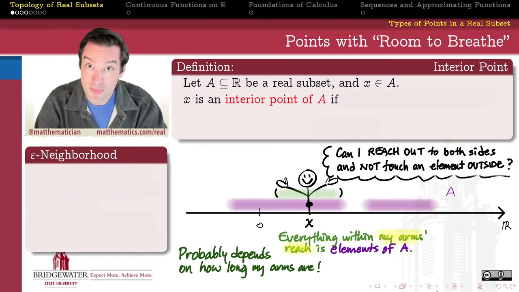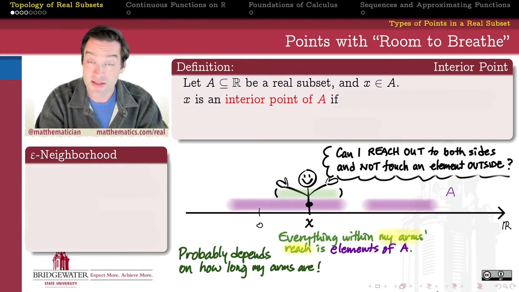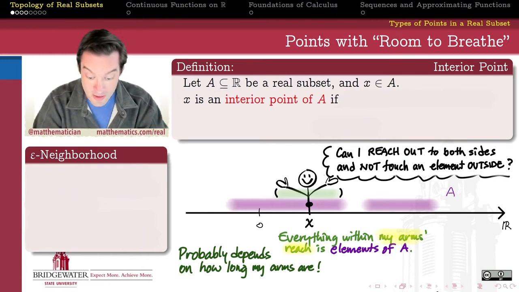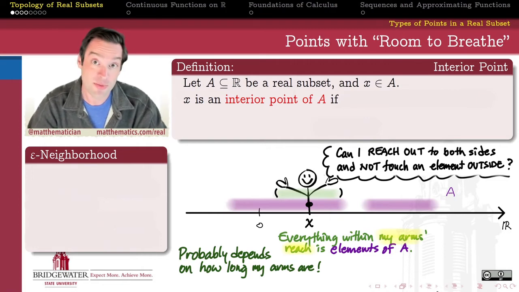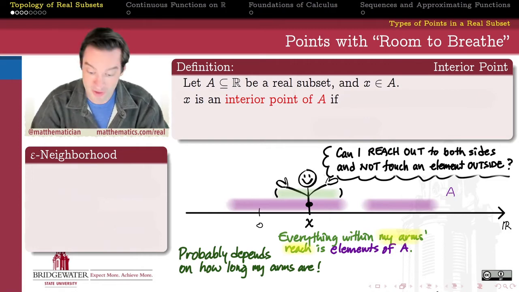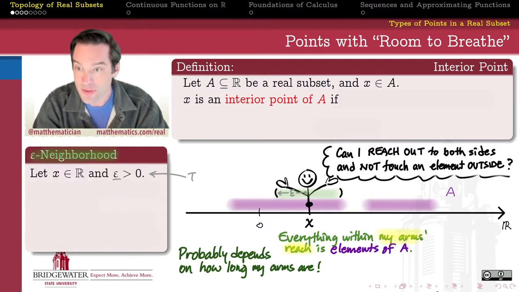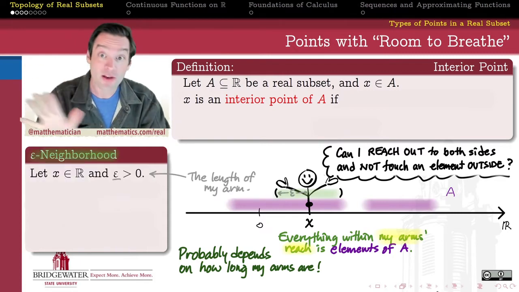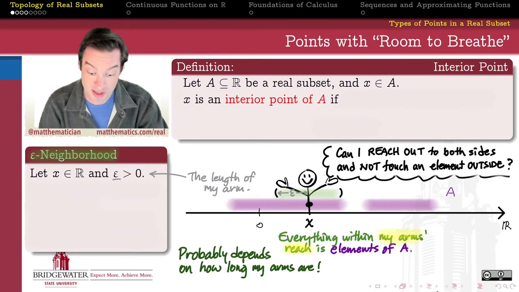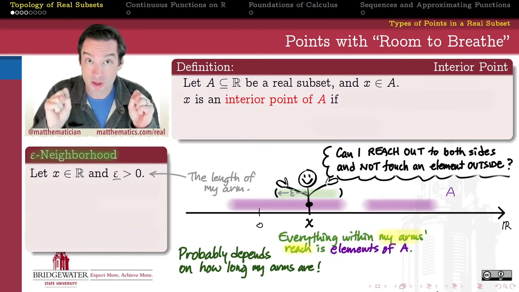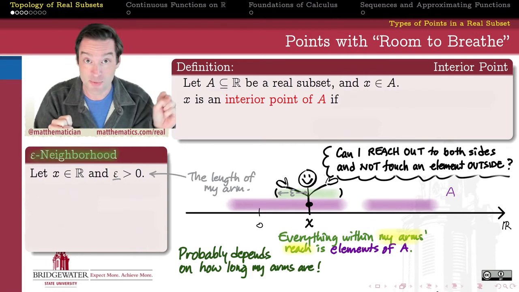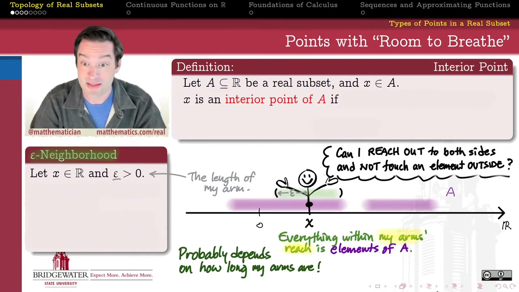And so the fundamental notion that goes into this definition is the idea of what we call an epsilon neighborhood, or sometimes an epsilon ball. It's a ball of radius epsilon around the point x. And so we're going to think of epsilon as being the length of one of our arms that we're reaching out to our sides. And by convention, we're always going to reach out the same amount to our left as we do to our right, so our arms aren't asymmetric.